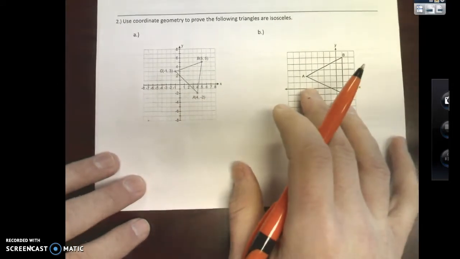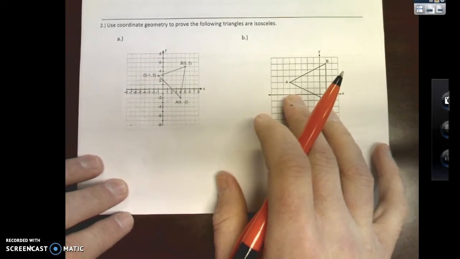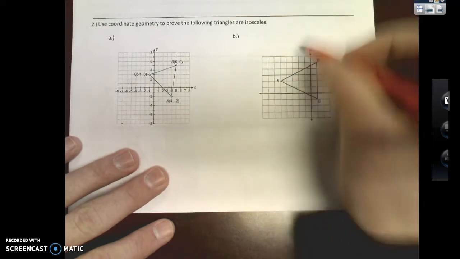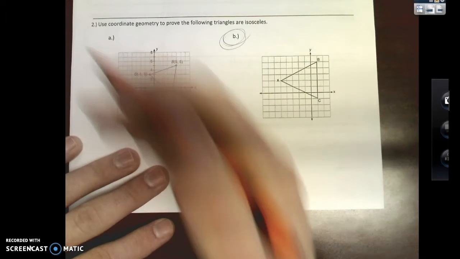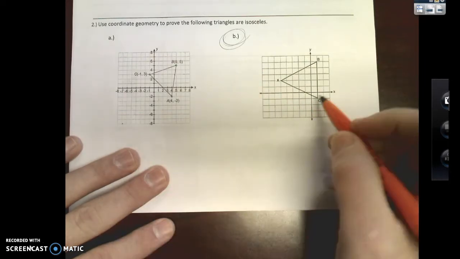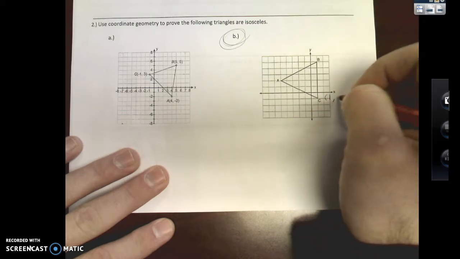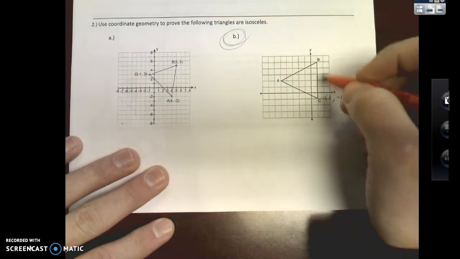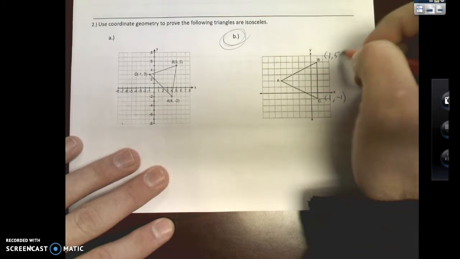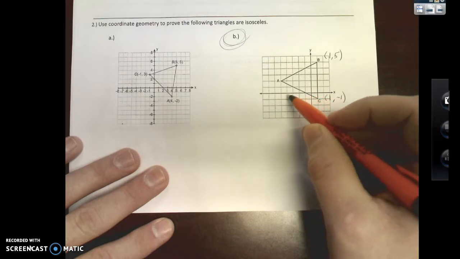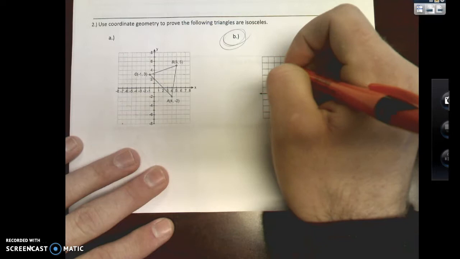Okay? I'm going to show you guys one of these. Use coordinate geometry to prove the following triangles are isosceles, which is just the distance formula. So I'm going to show you guys part B. Part A has all the points labeled, but here I don't. Here's my origin, 0, 0. To find C, I go right one, down one, so positive 1, negative 1. To find B, it's right 1, up 5. So you're looking at 1, comma 5. And if I want to find A, back 5, negative 5, comma 2.